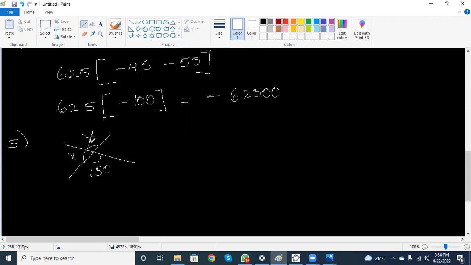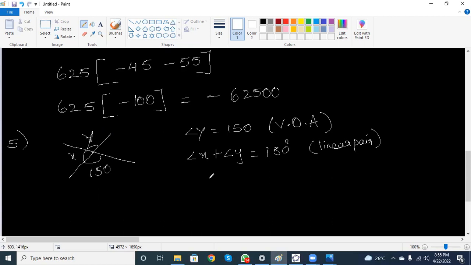So first of all, angle Y is equal to 150. Why? Because they are vertically opposite angles. Vertically opposite angles are equal. Next, these two angles are lying on the same straight line, so these two together are 180 degrees. So angle x plus angle y is equal to 180 degrees. You can write it as a linear pair also. Linear pair.